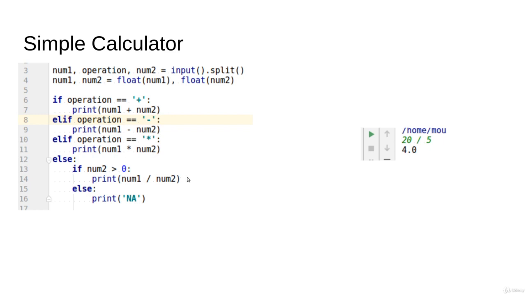Otherwise, it should be the division. Then we need to verify. If the second number is greater than 0, we divide it. Otherwise, we print NA. We assume here definitely that the user isn't going to give us some weird input. And most of the time, I'm assuming that the user is giving our programs correct input.